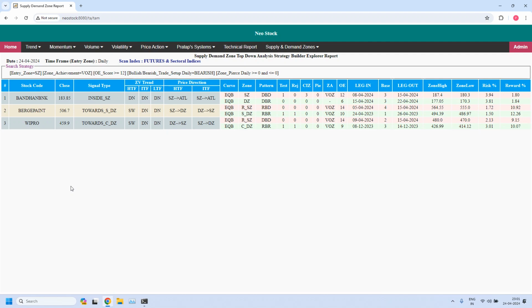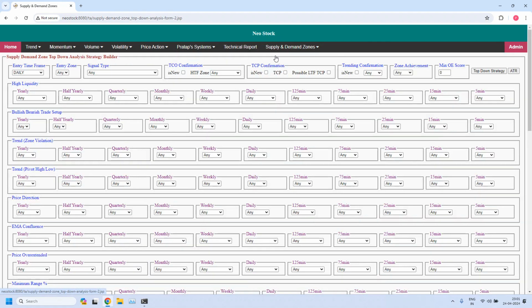Now let us generate bullish and bearish trade setup for weekly income trade. For weekly income trade, your entry time frame should be 75 minutes. For bullish trade setup, entry zone should be demand zone. And in bullish or bearish trade setup, this time we are selecting 75 minutes time frame. There we are selecting bullish.